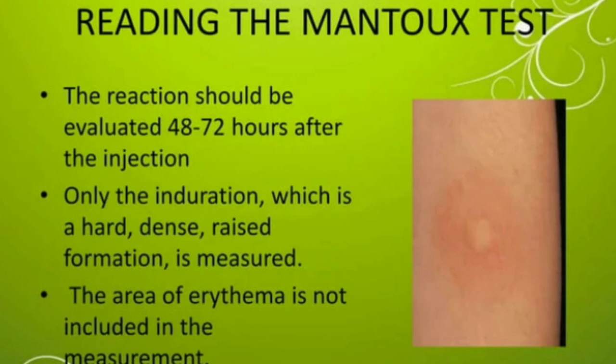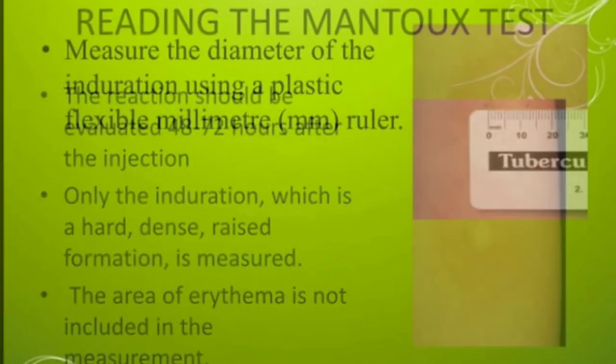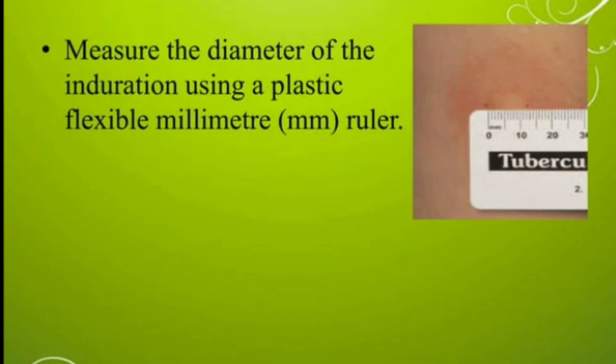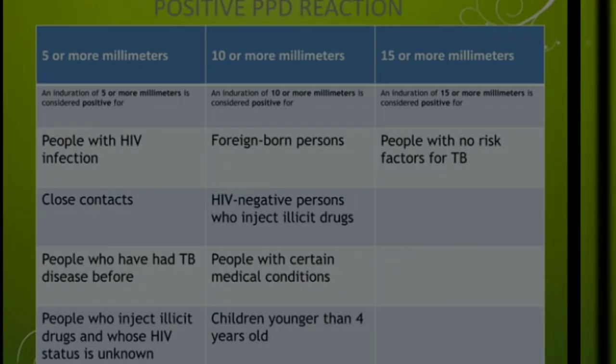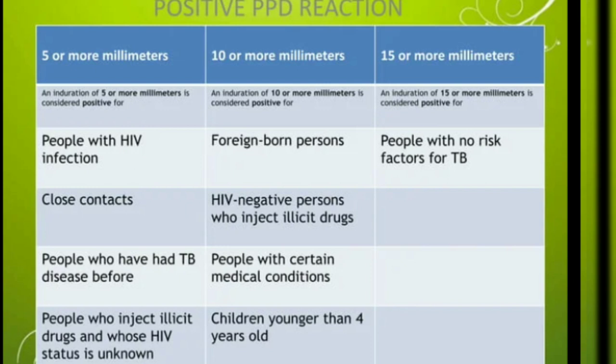Reading the Mantoux test. The reaction should be evaluated 48 to 72 hours after the injection. Only the induration, which is the hardened, raised formation, is measured. Erythema is not included in the measurement. Measure the diameter of induration using a plastic flexible ruler. Positive PPD reaction: 5 or more millimeters.